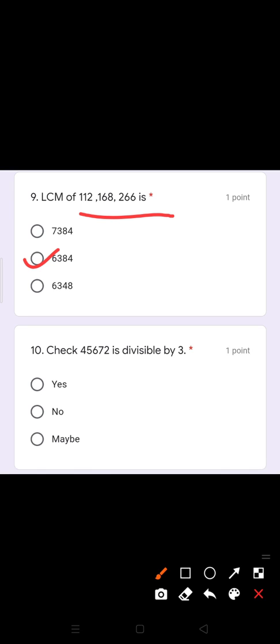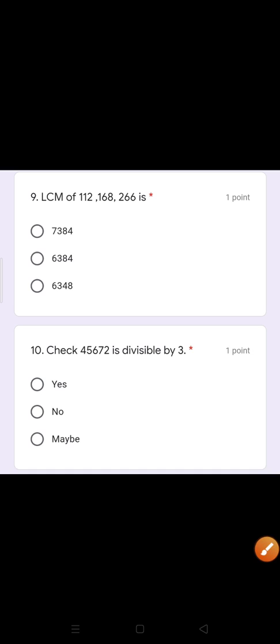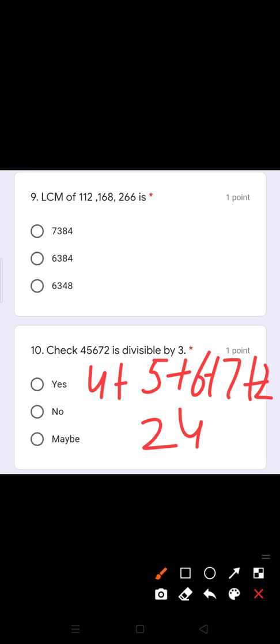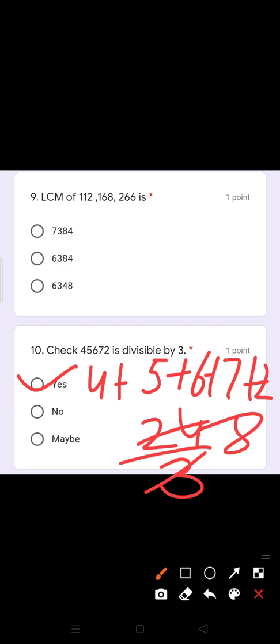Now the last question is check 45,000 672 is divisible by 3 or not. So divisibility rule of 3 is you have to add all the digits of the given number. So when you add all the numbers, you will get 24 as sum. And yes, 24 is divisible by 3. 3 8s are 24. So yes, this number is also divisible by 3.